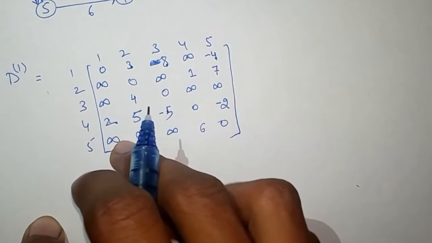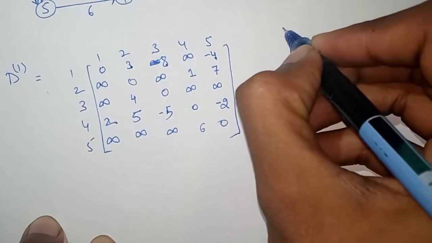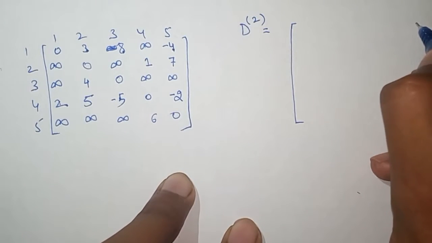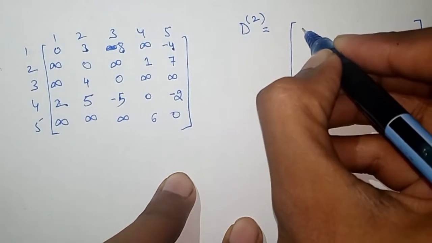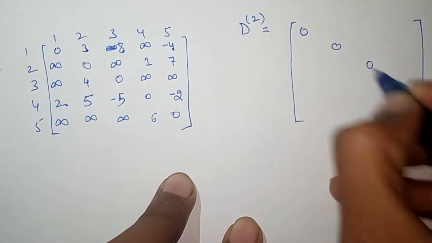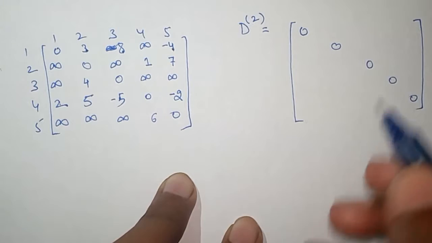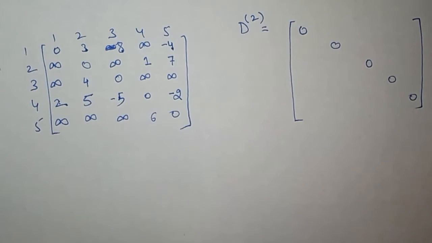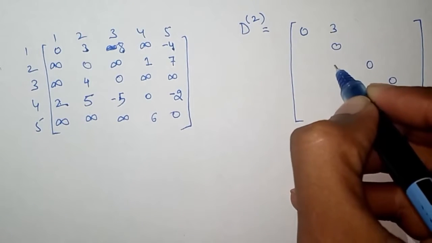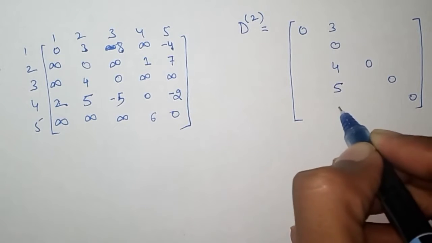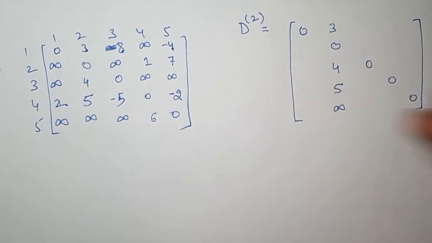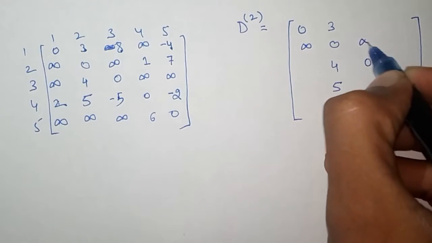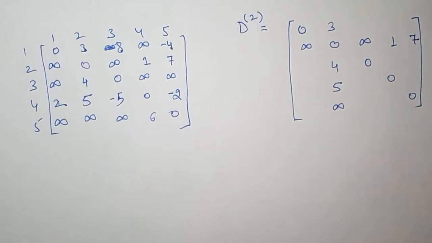Now using the D1 matrix, we can also find the D2 matrix using the same trick. In this matrix, again the diagonal elements will remain 0, and for the D2 matrix, the second row and second column of the D1 matrix will be copied into the D2 matrix. 3, 0, 4, 5 and infinite, 0, 3. The second row and second column: infinite, 0, infinite, 1 and 7.